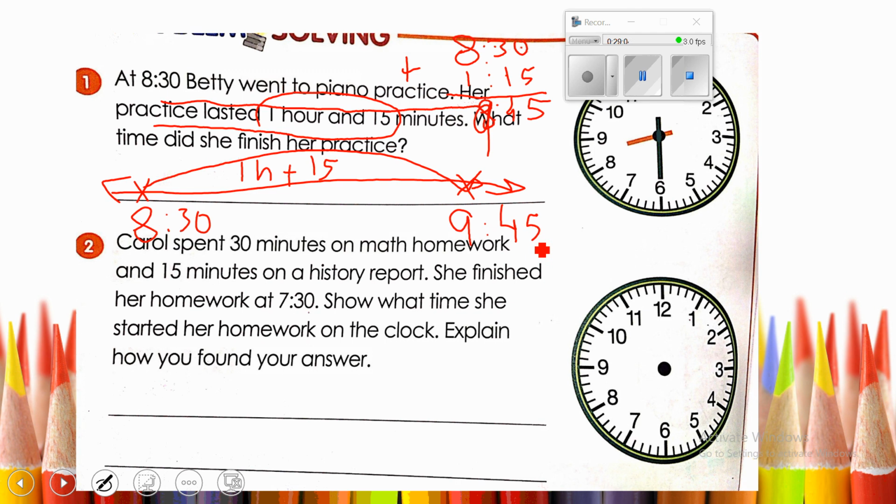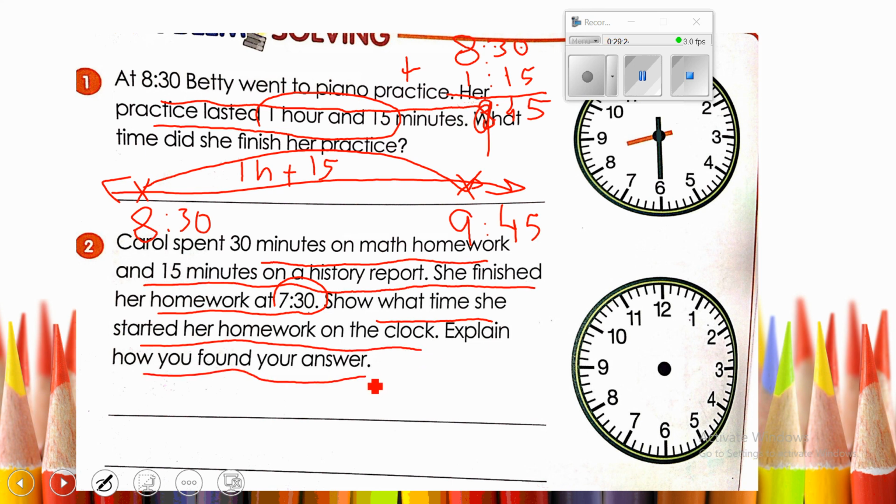The last one. Carol spent 30 minutes on math homework and 15 minutes on a history report. She finished her homework at 7:30. Show what time she started her homework on the clock. Explain how you find your answer.